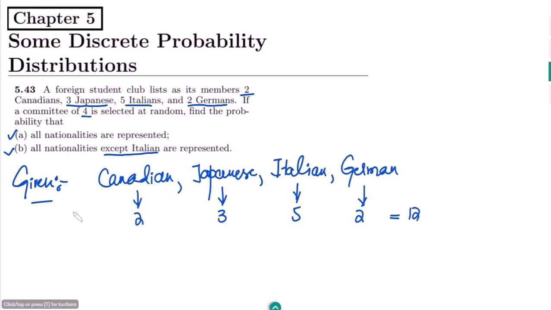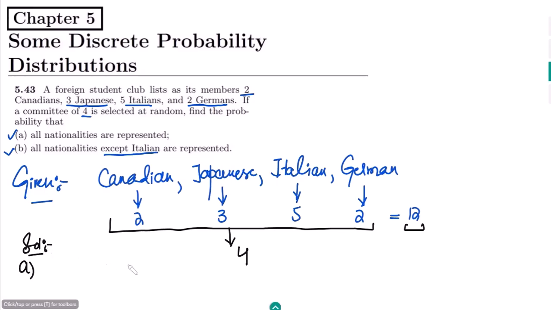So from it, what do we have to do? We will select out of them, we have to select at random 4 members. Okay, 4 members have to be selected, and on the basis of it we have to solve part A and part B. So in part A, let me call this the solution, we have to see that all nationalities are represented, means in these 4 members, all the members are from Canadian, Japanese, Italian and German. So therefore each one will be represented, and a person from each of these nationalities will be selected, which are 1 1 1.